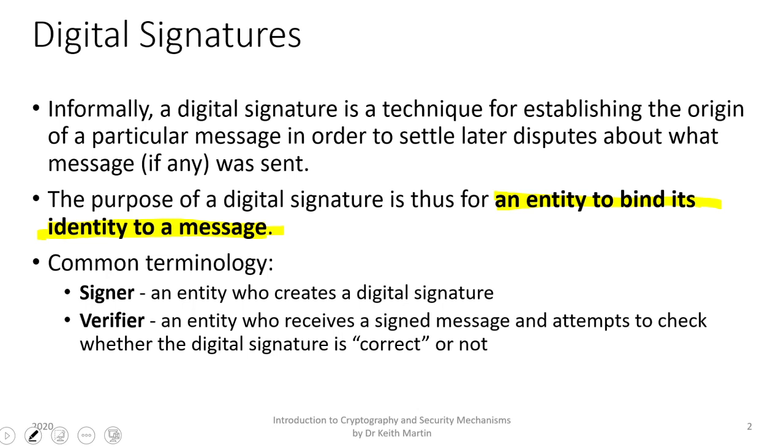So in the overall use of digital signatures, we will have what is known as two parties. One is the signer, that is the entity who is going to create the digital signature. So the signer is the one who creates the digital signature, and then the verifier is the entity that is actually receiving the message. So it is the receiver, and then they will do some checks to verify that the message is actually coming from the signer.